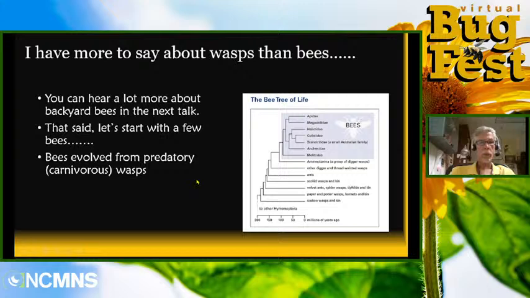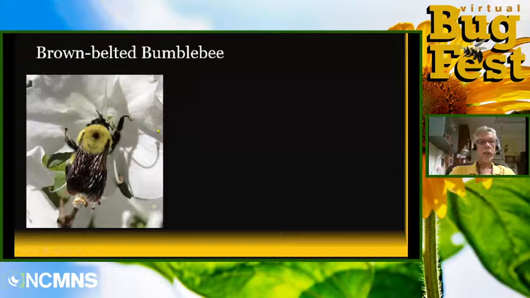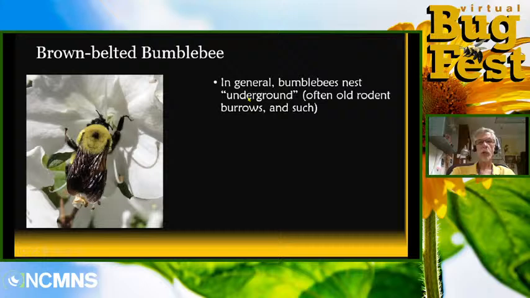One of the ones that comes out in the spring in my yard is the brown-belted bumblebee. In general, bumblebees nest underground. It's not always, quote, fully underground. They might be in rodent burrows, or where the grass has been matted down and the bees go into that. But they can be more underground, or they can be in other situations like rotted wood. It's sort of half underground. And the bees, again, are vegetarian. They're after nectar and pollen.